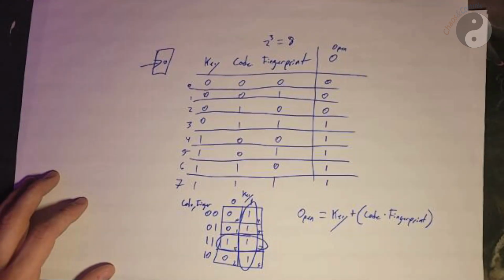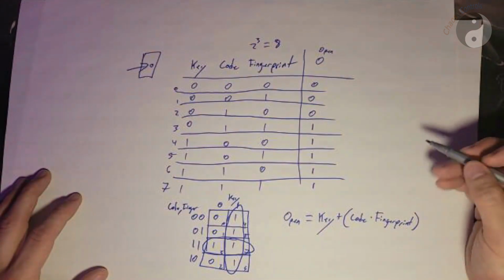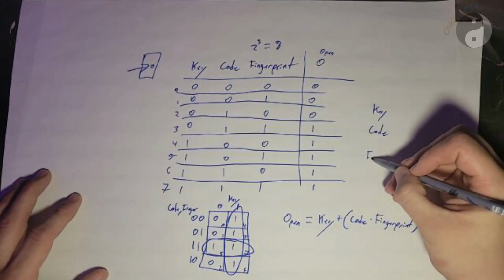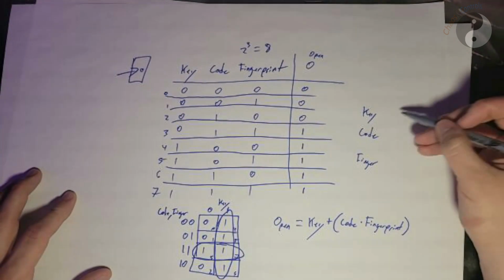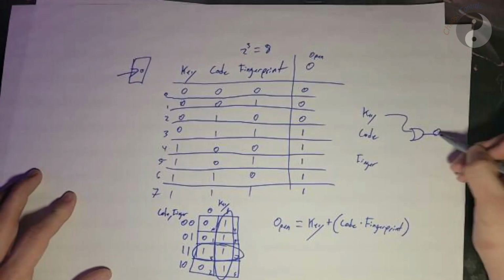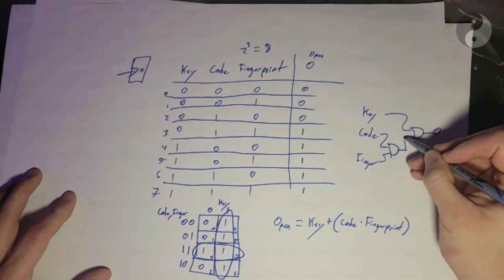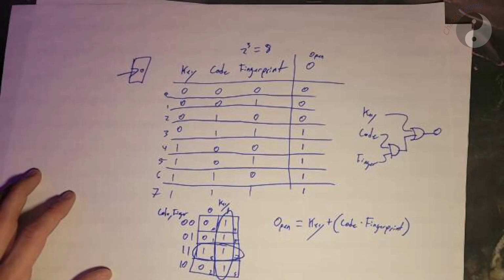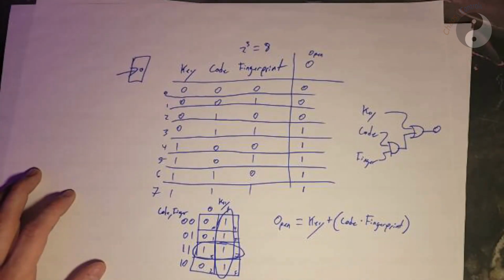If we wanted to represent it also in this format by using gates, I could say I have my inputs key, code, and fingerprint, and we said that in order to open, it takes a key or a code and a fingerprint. This is an OR gate, this is an AND gate. All of these are the same information represented a different way.